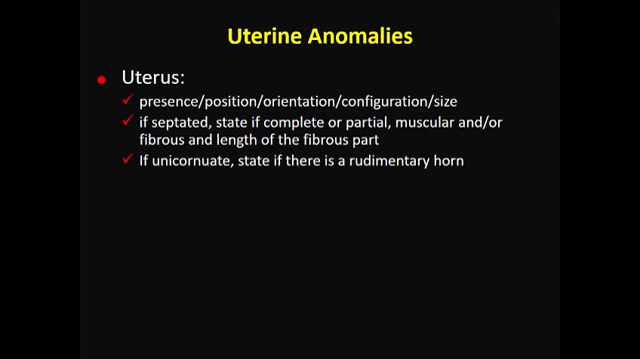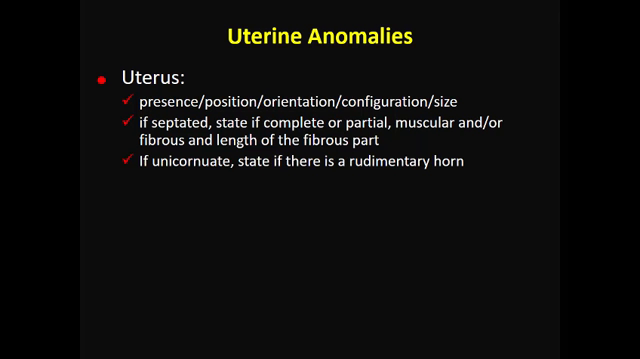Uterine anomalies, again: presence, position, orientation, configuration, size of the uterus. If septated, you must state if it's complete or partial, muscular or fibrous or both, and the length of the fibrous part, and we saw that case already. If unicornuate, you have to state if there is a rudimentary horn, if it's communicating or not, and if there is active endometrium within a horn, and that's important. And again, I'll show you a case because it really is crucial when you plan the treatment.